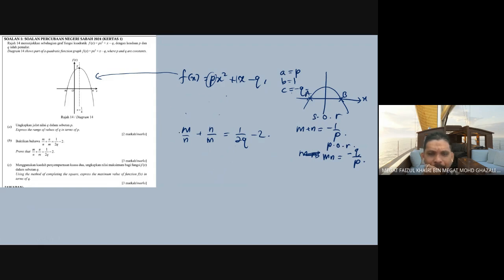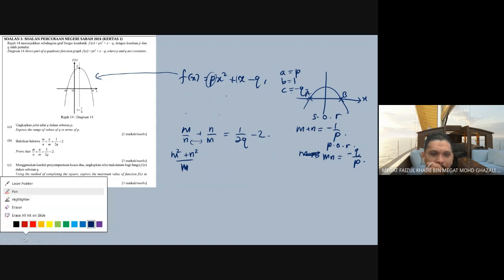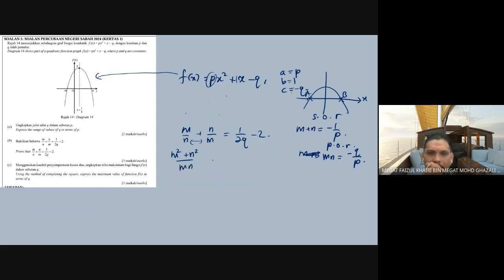So now for this one, we are going to equalize the denominator. So multiply: n squared plus m squared divided by mn, equals, and this one over 1, so times with 2q and also 2q here. So 1 minus 2q divided by 2q.